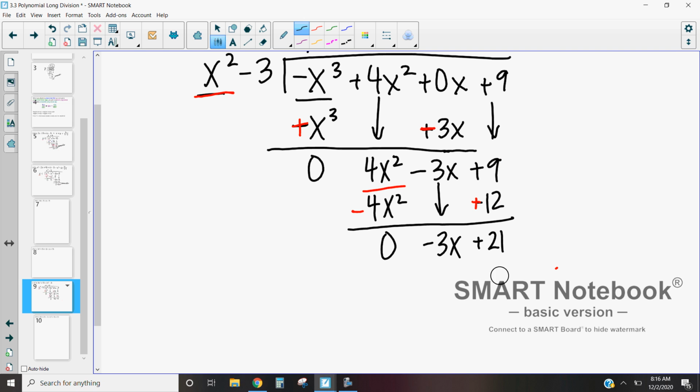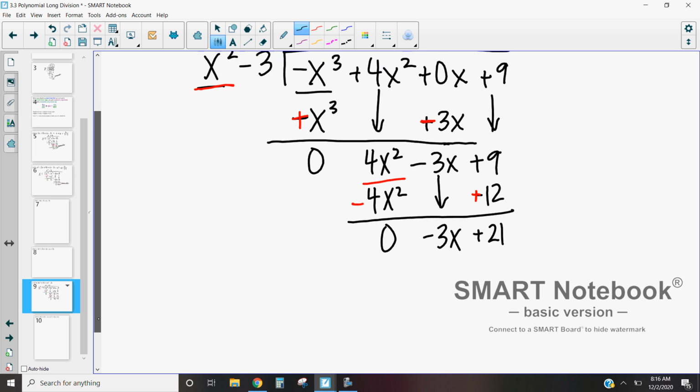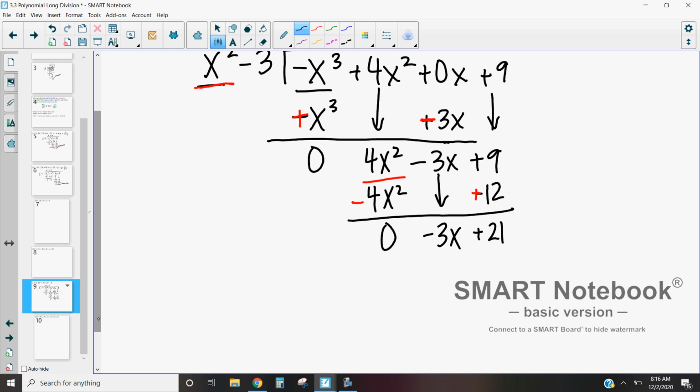Awesome. So now that we have those, we want to ask ourselves, is there a number I can multiply x squared by to get negative 3x? The answer is no, because notice how the degree on this polynomial here is a 1. It's just an x, while the degree on our divisor is a 2. Our remainder has to have a lower degree to be a remainder. Because this one has a lower degree, this whole thing is our remainder.